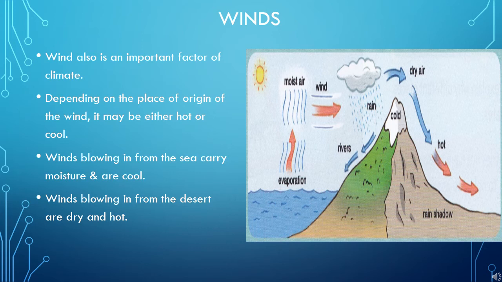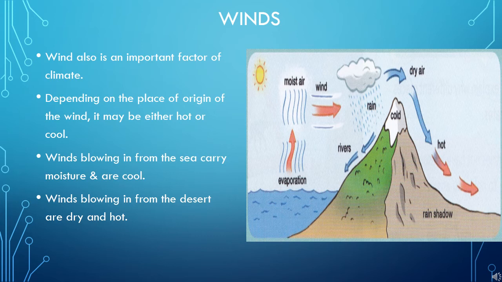Winds affect the climate of a place like other factors. As I told you, winds coming from hot areas increase the temperature, and winds coming from cold regions lower the temperature of a place. The winds may also bring in moisture and are called rain-bearing winds. Winds coming from the Arabian Sea, Indian Ocean and Bay of Bengal bring rain to the entire country of India.